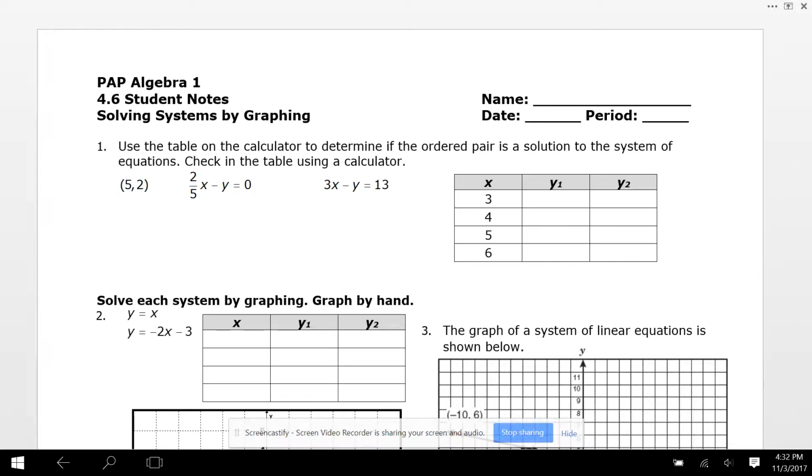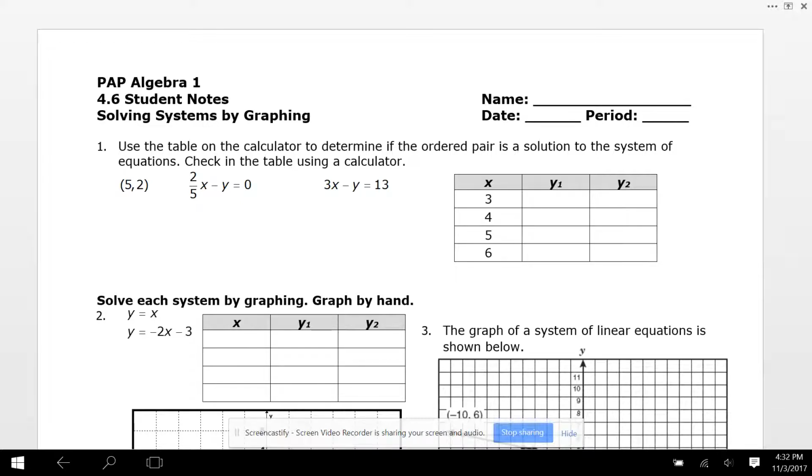Alrighty, 4.6, solving systems by graphing. We have done substitution and elimination. We have one more way we can solve systems that we're going to do with graphs using our calculator. So I hope you are comfortable with your calculator, but we'll find out.